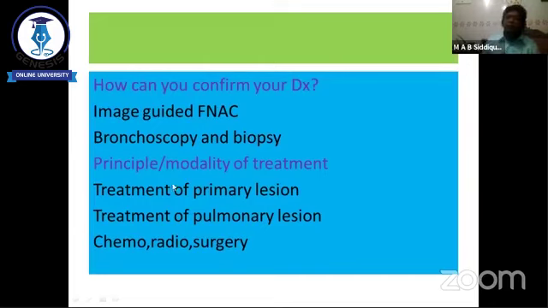So principle of treatment means what? Treatment of the primary lesion. Where is the primary? This is according to the primary. The option may be surgery, radiotherapy, chemo, or palliative.